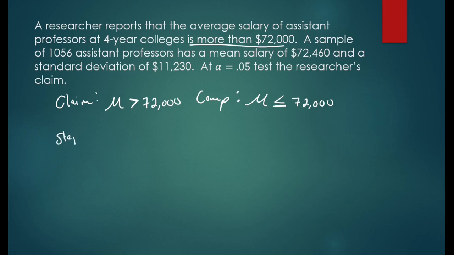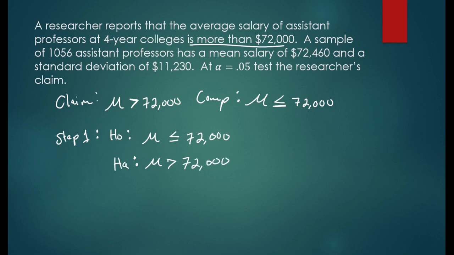Step 1, we have to state the null hypothesis and the alternative hypothesis. The null hypothesis is always the one with the equal symbol, so the mean is less than or equal to 72,000. On your homework, they will always use an equal symbol, but if we're doing it by hand, we should use the less than or equal symbol so that these are opposites and they are complements of each other. The alternative hypothesis is the claim. The mean is greater than 72,000.